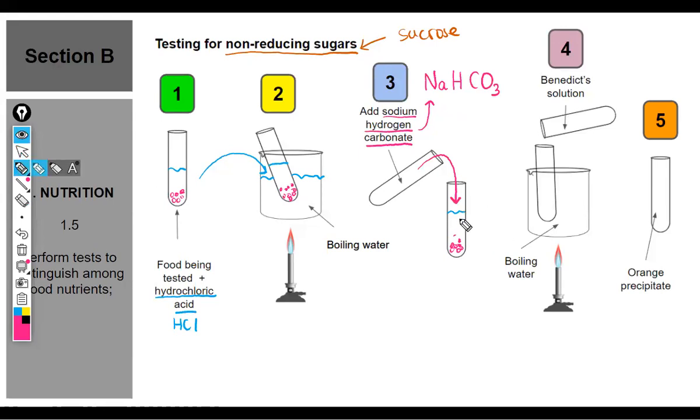Then you put it back in a test tube. So you have 3 things in this test tube now: the food, the hydrochloric acid, and the sodium hydrogen carbonate. And you put back everything inside some boiling water. And then you add the Benedict's solution. And only after all of that, only if it turns orange, then it has a non-reducing sugar.